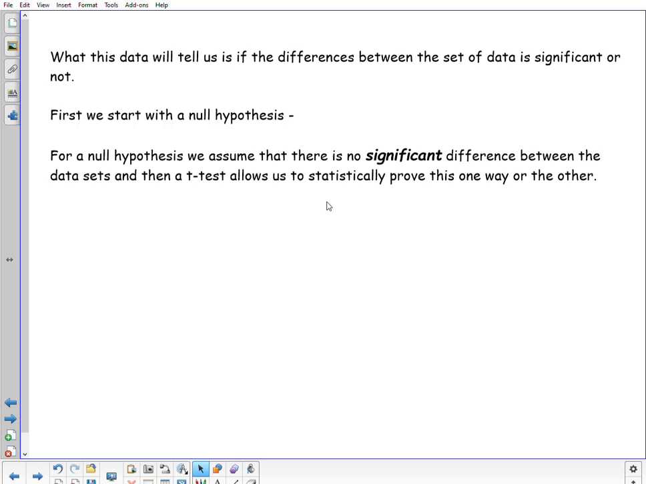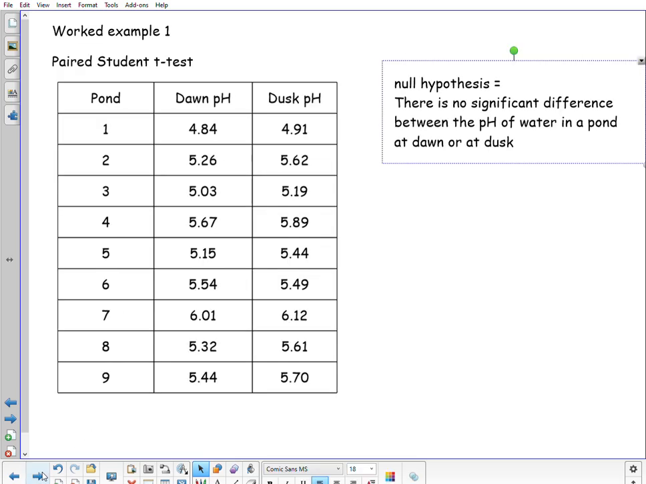And what we are going to do is we are statistically going to prove this one way or the other. Are the differences statistically different, significantly different, or are they not? Okay, and that again will become apparent a bit later on. So here is our first data set. We have got some pHs of some ponds, 9 ponds, taken at dawn and at dusk. Okay, so here are the pHs taken at dawn. Here are the pHs taken at dusk.